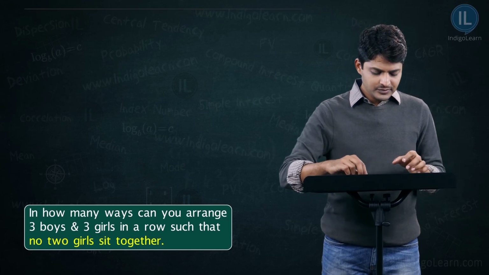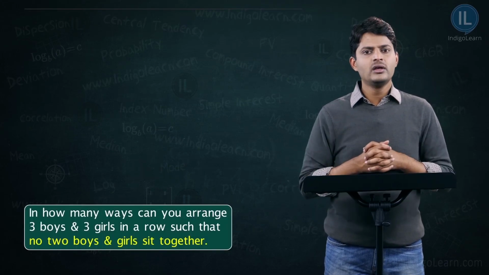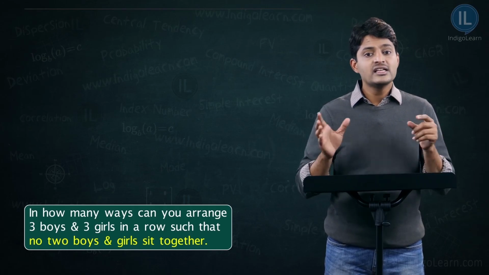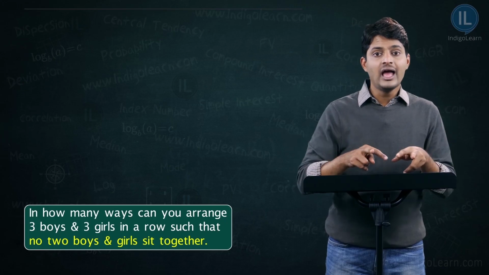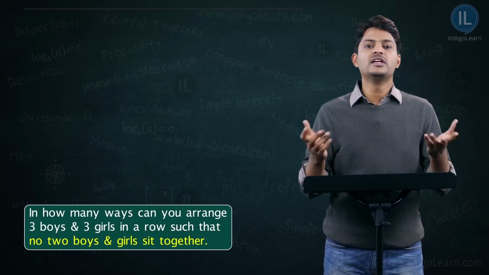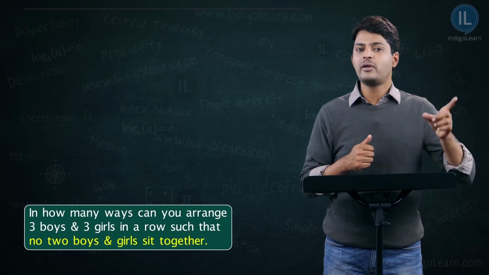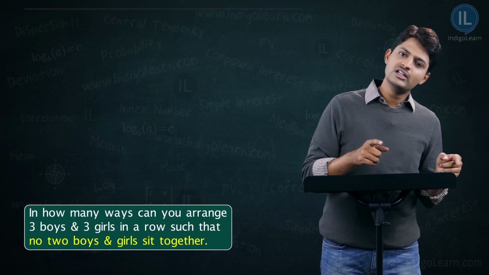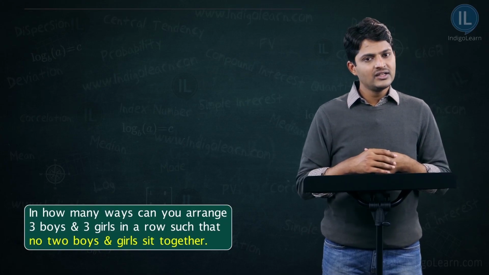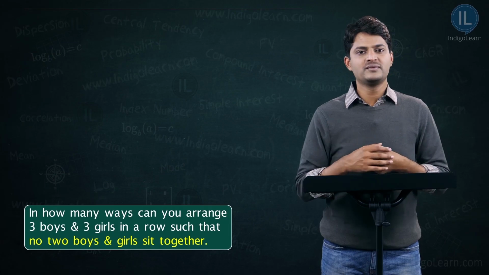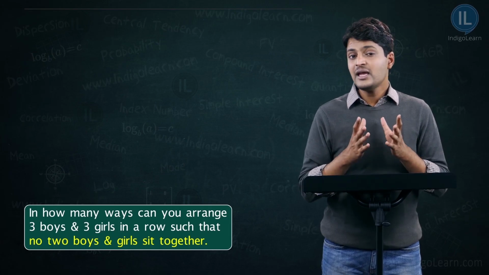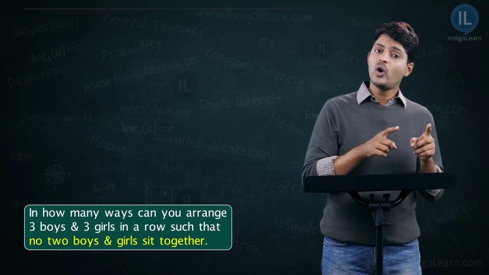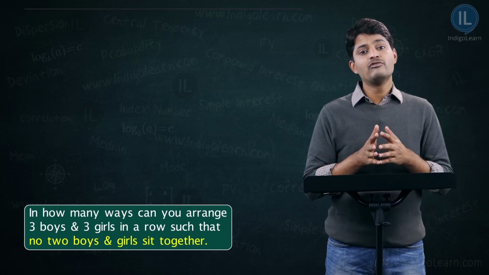Guys, using the same example, let me ask you a very interesting question. How many ways can you arrange 3 boys and 3 girls in a row such that no two boys and no two girls sit together? Now you are thinking where I am coming from. I don't want boys to sit together, neither do I want girls to sit together. So how do you start this question? It's fundamentally the same approach, but you have to be very careful. I have to arrange all of them.